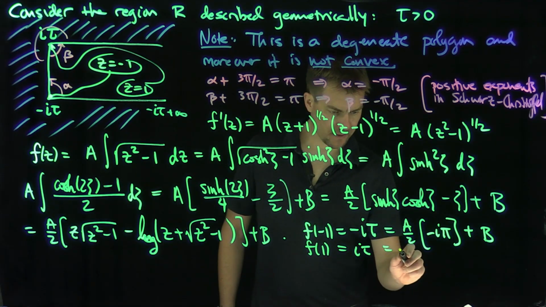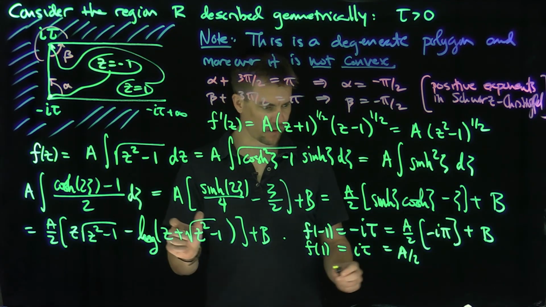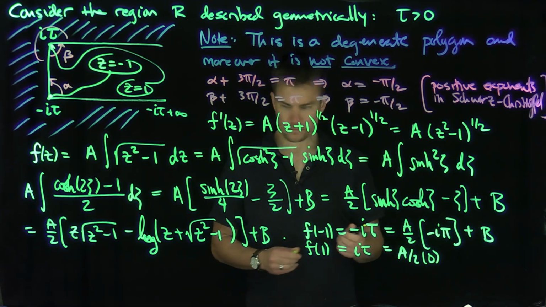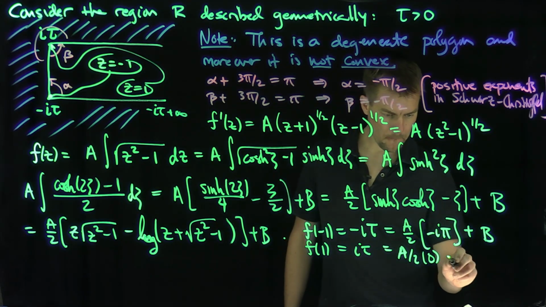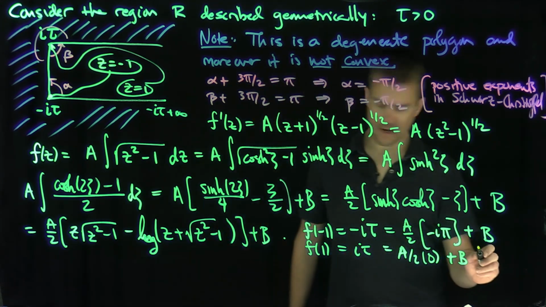F of 1 is equal to I tau. And so what's that going to give me? That's going to give me an a over 2. When I plug in 1 over here, I get 0. When I plug in 1 over here, I get 0, right? So there's nothing over there. So it's a over 2 times 0, and then plus b, right? Plus b. Good. So of course that says that b is equal to I tau.